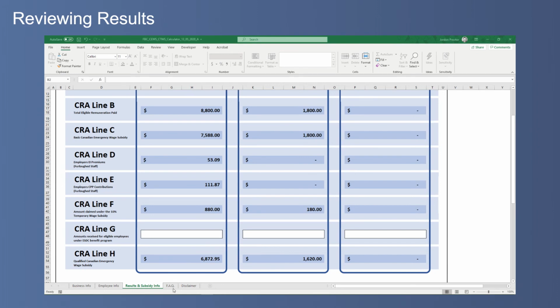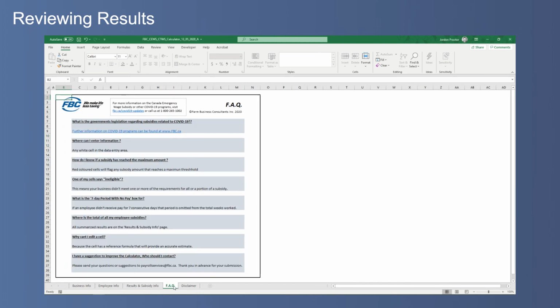Wrapping up this instruction, we can bounce to the frequently asked questions tab, and we can review common things that you might run into. The government legislation regarding the subsidies, we can click on that link and it takes us to FBC's page. It has lots of really useful information, other calculators, updates. It's a very powerful tool if you head over there to check it out.